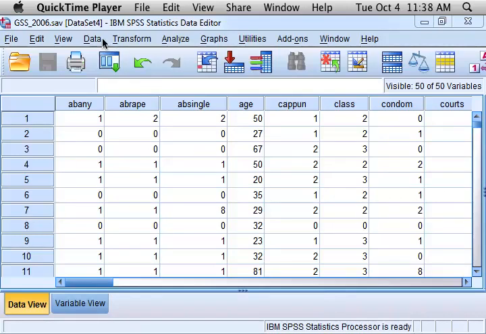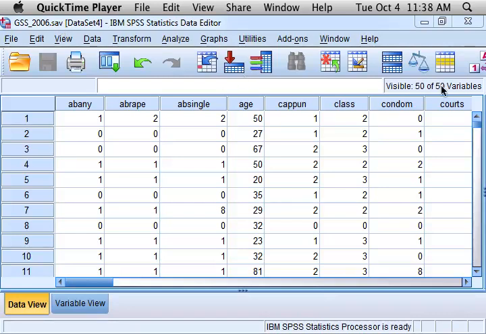Hi there, I'm going to use SPSS to generate some frequency tables, specifically a basic frequency count, a relative or percent frequency, and cumulative frequencies for ordinal and nominal variables. The data set I'm going to use is the General Social Survey from 2006, which was a survey conducted in the United States asking people's opinions on a number of social issues.